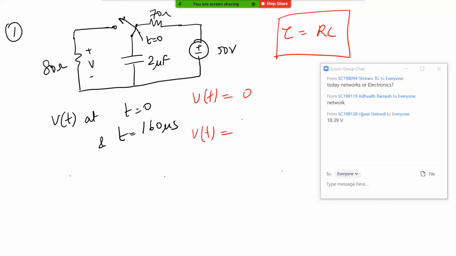So our V of t at t equal to 160 microseconds is around 18.39 volts. Sir, at t equal to 0, the capacitor is fully charged, we can assume that, right? That is, it has a potential of 50 volts across it. Yes, it's been connected for a long time.